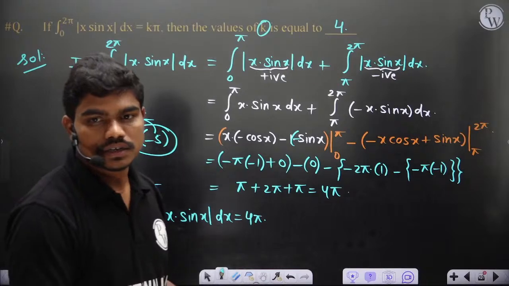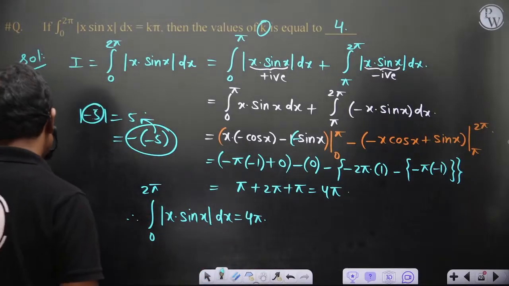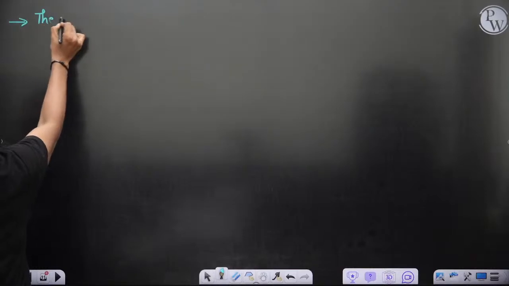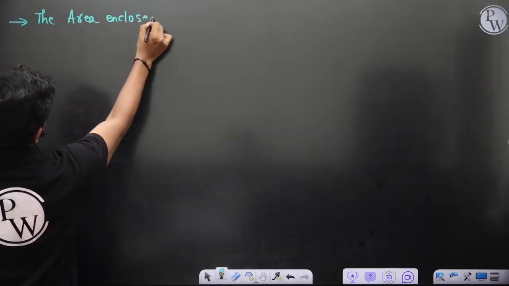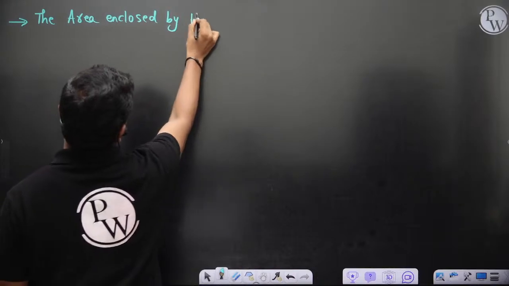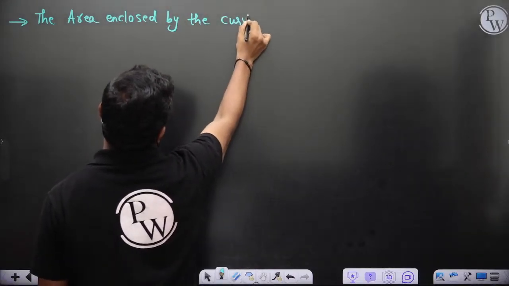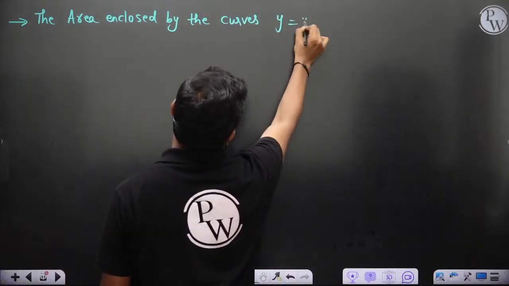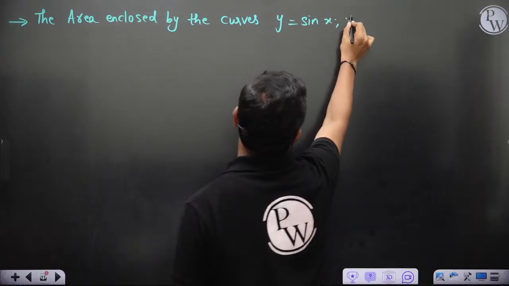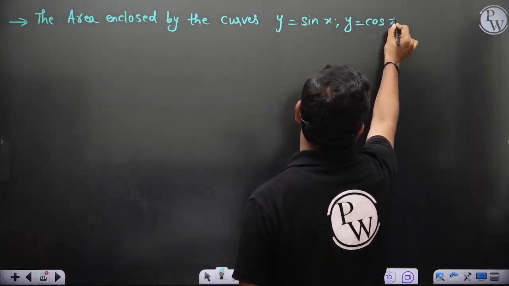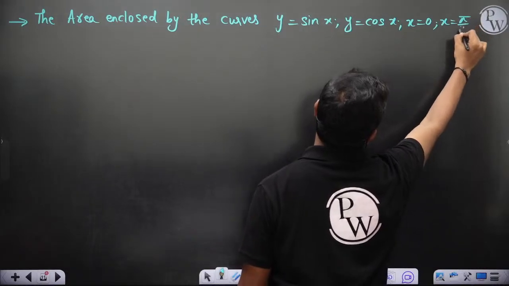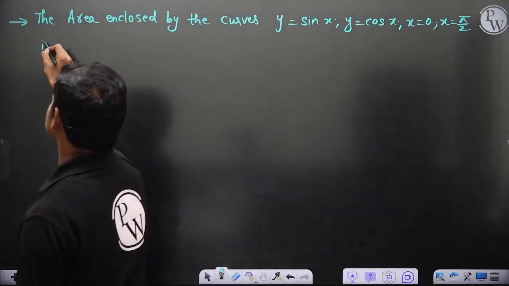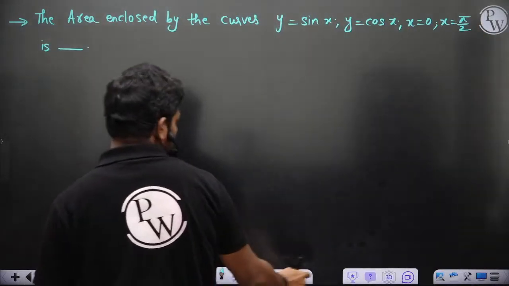Okay, fine. I've given you one more question. Let's solve it. The area enclosed by the curves y equal to sin x, y equal to cos x, x is equal to 0, x is equal to pi by 2 is dash. I think I have asked you to round off to 2 decimal places maybe. So what is the answer again? Enter.